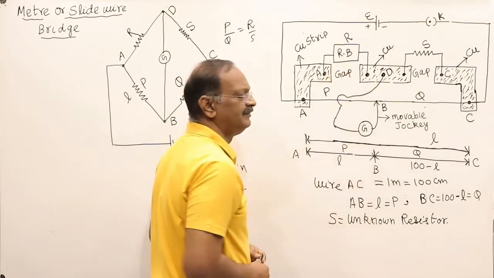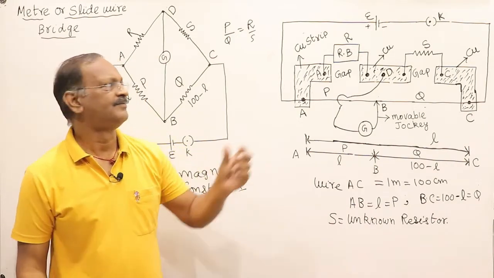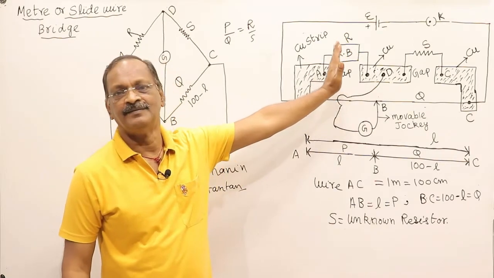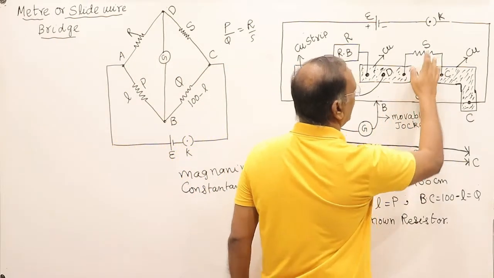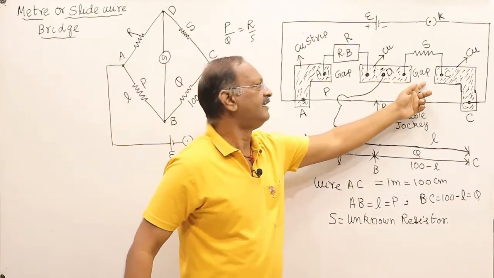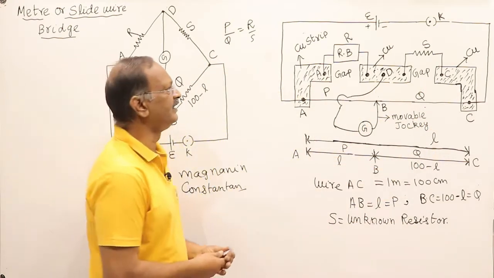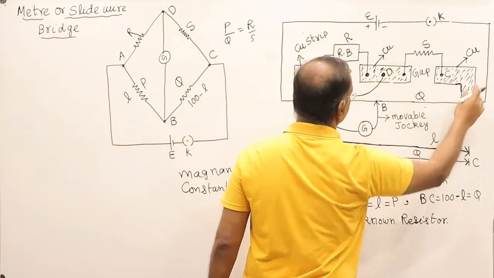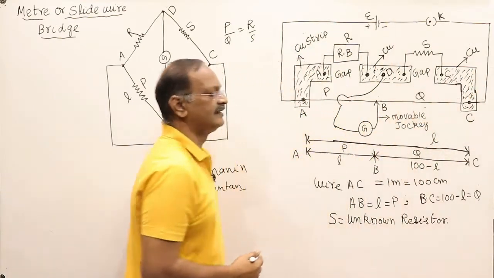Why are we connecting a resistance box? Because with the resistance box we can fix the value of resistance at our will. In the right gap, an unknown resistance is attached. This is the left gap, this is the right gap. And a source of EMF along with a key is connected between the wire A and C.